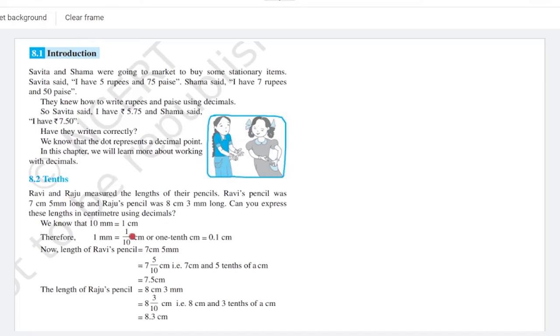Here they have given another example of length of pencils. One pencil is 7 centimeters, 5 millimeters. The other pencil is 8 centimeters, 3 millimeters long. Now you have to express length in centimeters using decimals. So, how will you write? We know that 10 millimeter is equal to 1 centimeter. That means 1 millimeter is equal to 1/10 of a centimeter. That is 0.1.